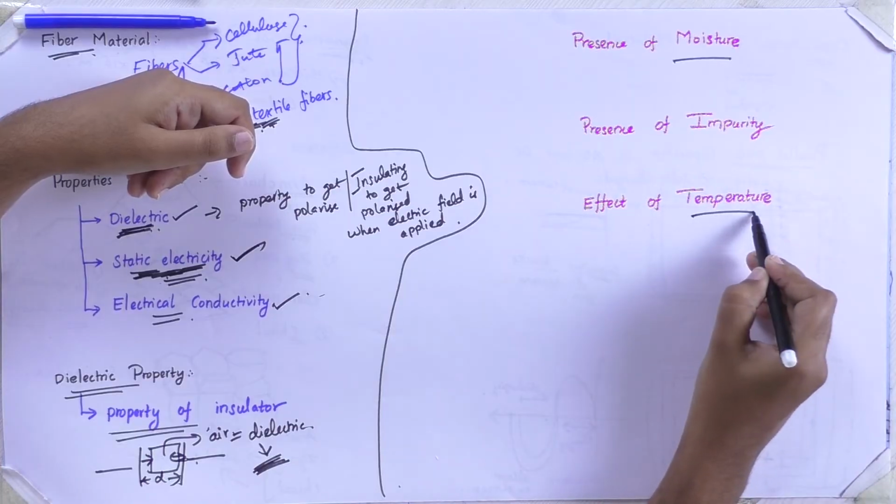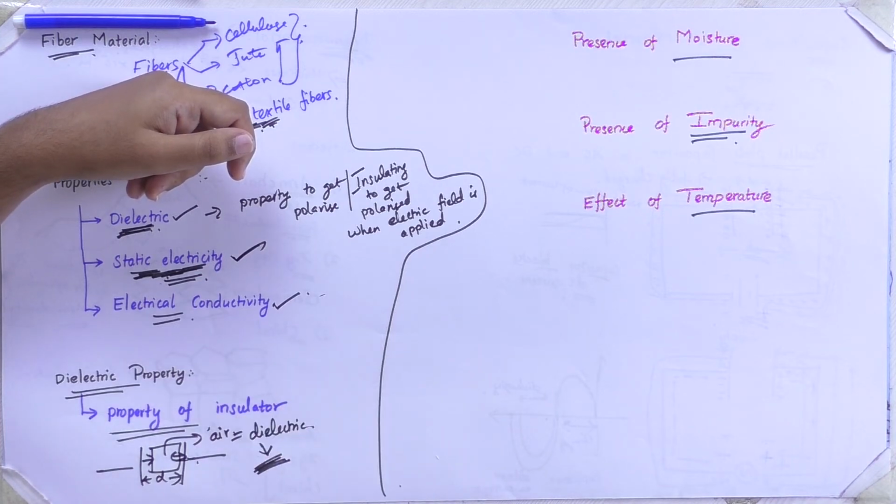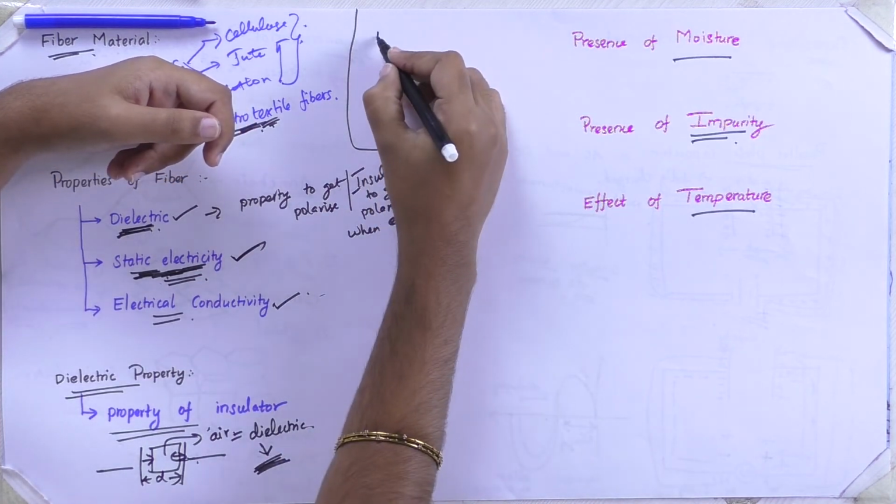This type of property, that is dielectric property, will be present for insulators. To overcome the insulating property, we apply an electric field, or polarize the material. The dielectric property of a material depends on moisture, temperature and impurities we add to the material. First, moisture.